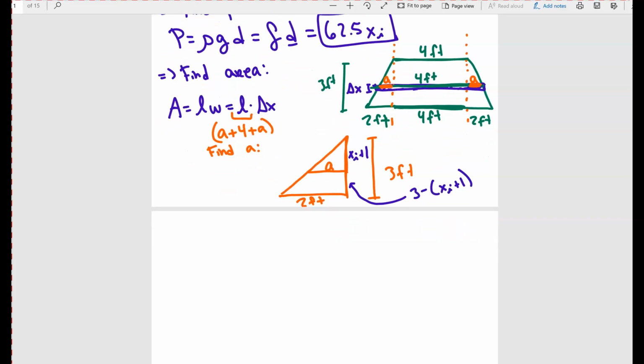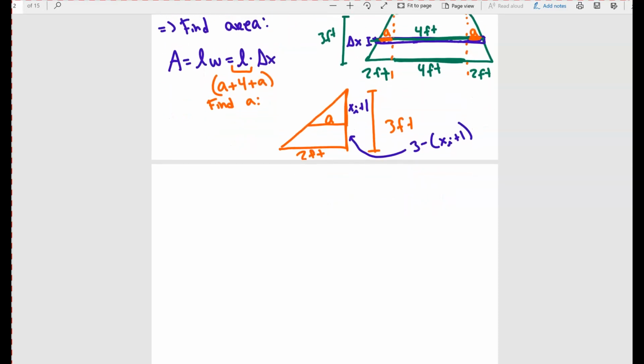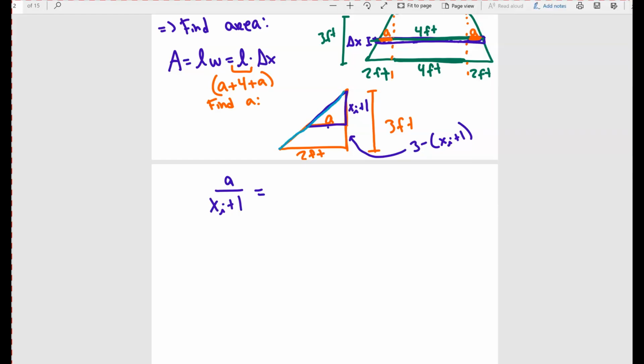Okay, so let's try to set up the similar triangles. You can see that I have one triangle right here. That's the first triangle, which is going to be what? So what is the ratio between these? A over (xi plus 1) is equal to the ratio of the bigger triangle, this big triangle, which is going to be 2 over the big side, which in this case is going to be 3. 2 over 3. Notice that I didn't really need this guy right here.